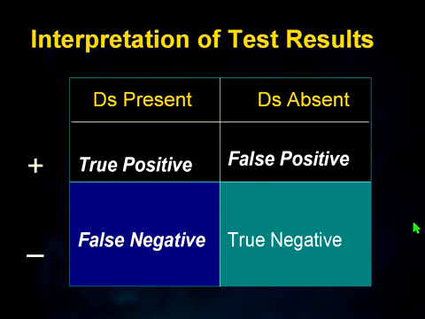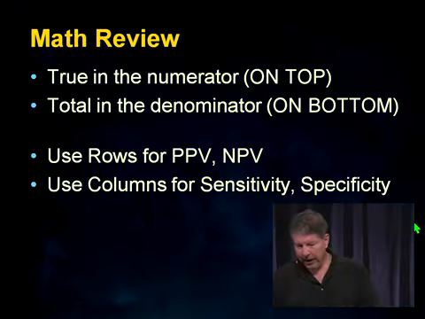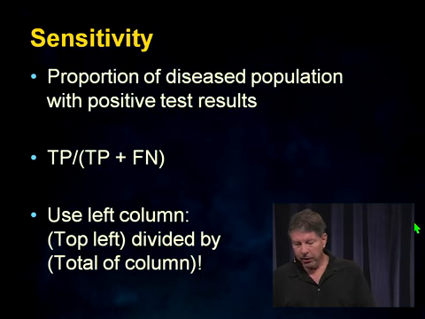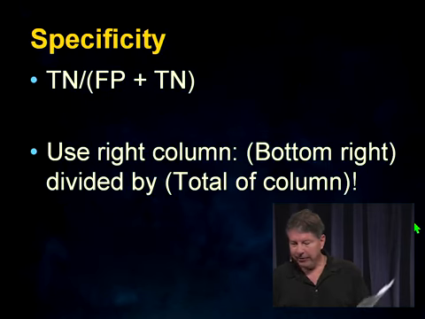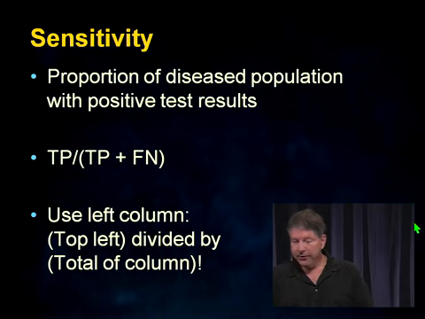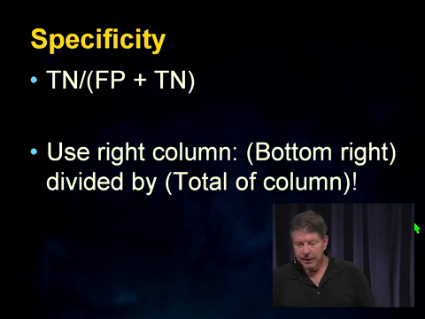Sounds simple enough at this point, right? Here it is all in words again. I'm not going to go through it again, but you can read it. It's saying exactly what I said, but I'll say it again because I really want to hammer this home. Sensitivity, you take the top left box divided by the whole column. Specificity, you take the bottom right box divided by the whole column.